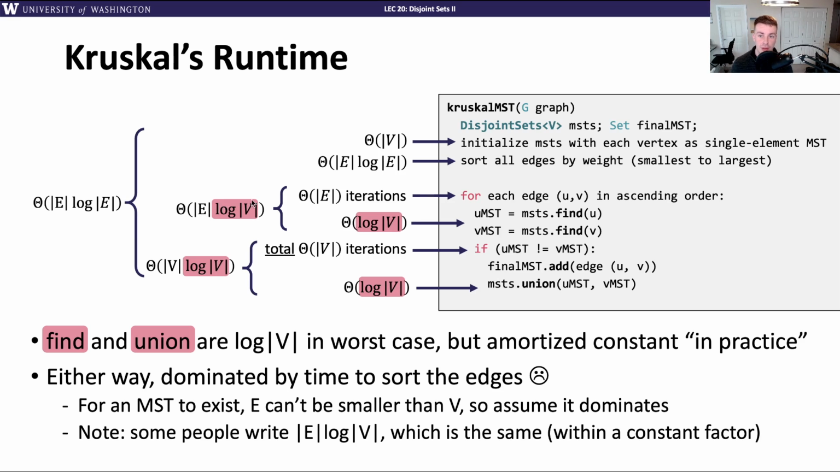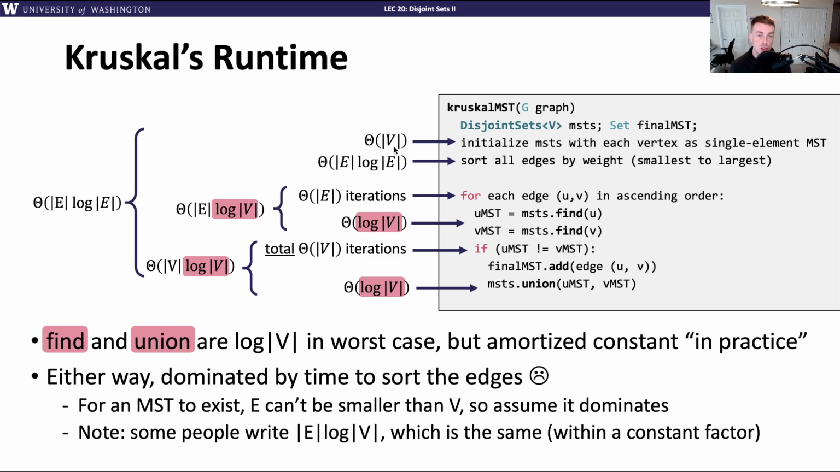Now, why do we do this? There's a couple things. One, we had this sorting time where we talked about this e log e runtime, and that turns out to be the thing that dominates Kruskal's runtime. That's actually generally the slowest part, is the actual sorting. Because those log v factors can sometimes be faster in practice.